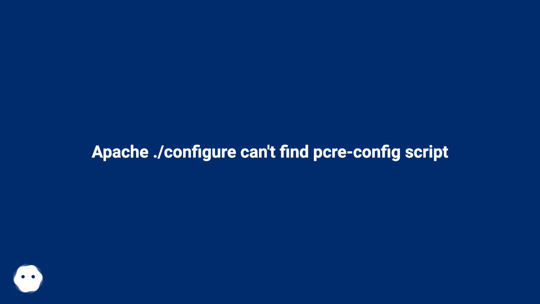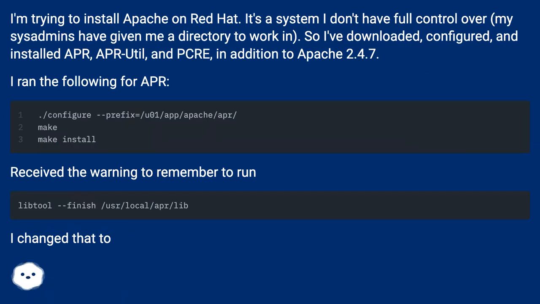Apache ./configure can't find pcre-config script. I'm trying to install Apache on Red Hat. It's a system I don't have full control over. My sysadmins have given me a directory to work in. So I've downloaded, configured, and installed APR, APR-util, and PCRE, in addition to Apache 2.4.7.